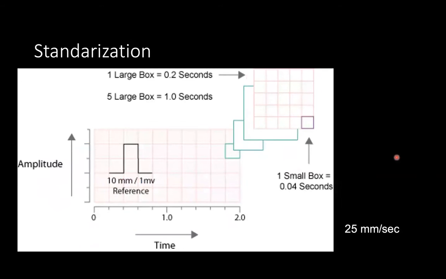This is the standardization of the ECG. The speed has to be 25 mm per second, and the amplitude of our ECG paper should be 10 mm per 1 millivolt. The small box represents 0.04 seconds, and the large box is 5 times 5 of the small box.